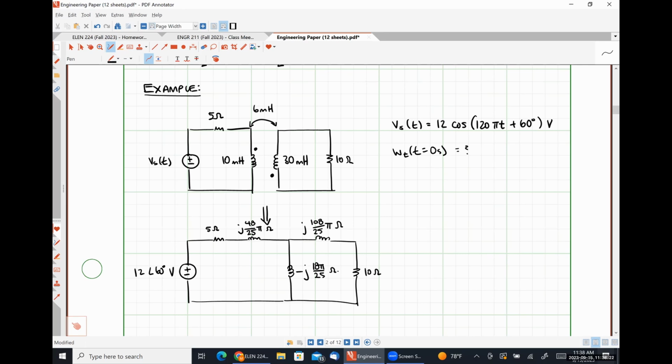Circuit, recognizing that my dots are on opposite sides. Millihenries times 120 pi, I should get this number. If I do 36 millihenries times 120 pi, I should get this number. All aware of where those are coming from.